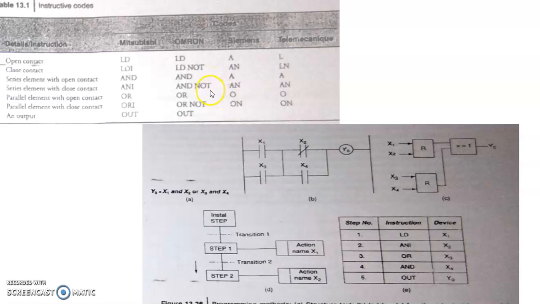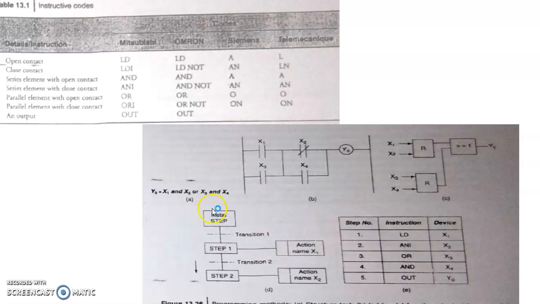This figure shows us the method of programming PLCs. In this figure, we can see instruction codes by various manufacturers. For open contact, Mitsubishi has code LD, close contact LD1, series element with open contact and series element with close contact ANI, parallel element with open contact or parallel element with close contact ORI, and output has command out. So different manufacturers has different commands for this instructions.